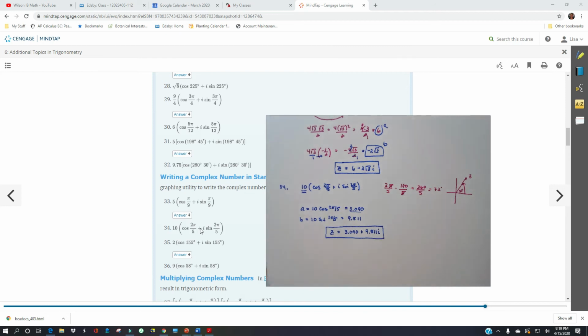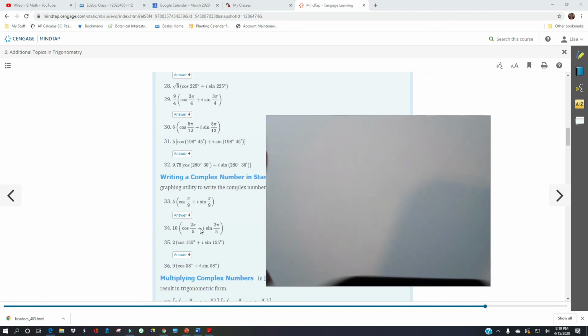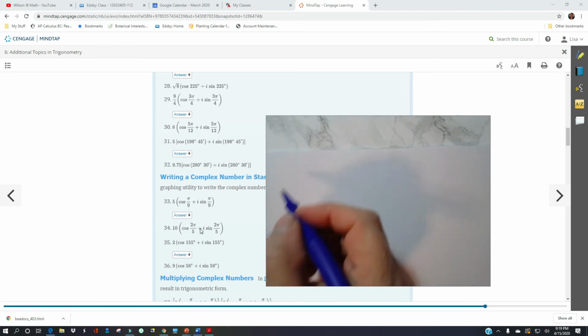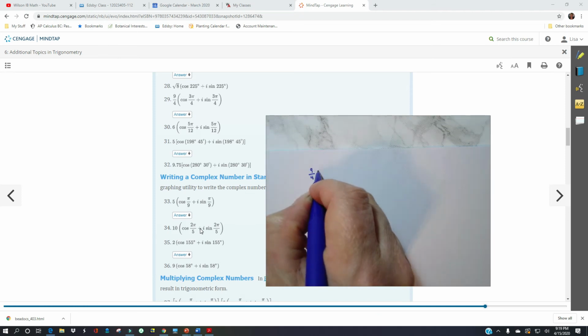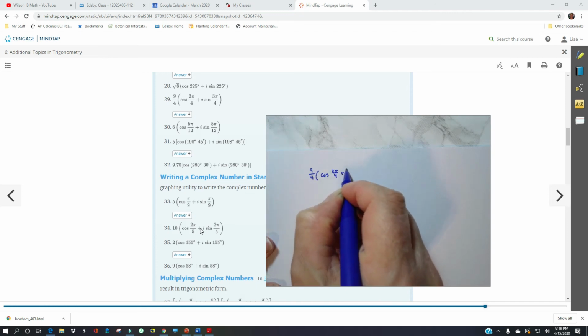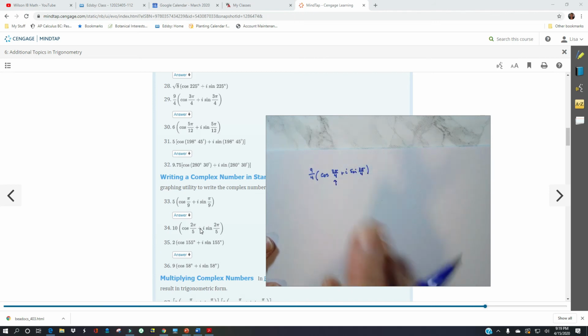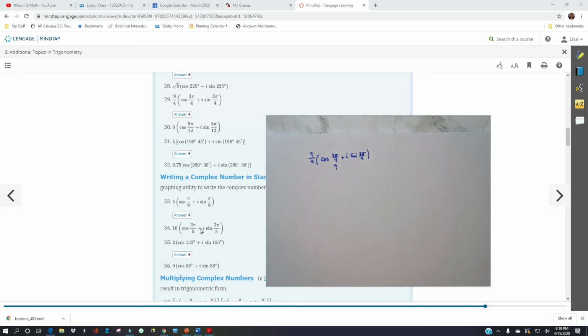Let's see. Ooh, 29. I missed that one. Let's do that one because that is a fraction. Ooh, fractions. Let's see. 29 is 9/4 times the cosine of 3 pi over 4 plus I sine 3 pi over 4. And right away you should know what that angle is, right? From your unit circle experience. You know that 3 pi over 4 hopefully is in quadrant 2. The cosine is negative there and the sine is positive there.